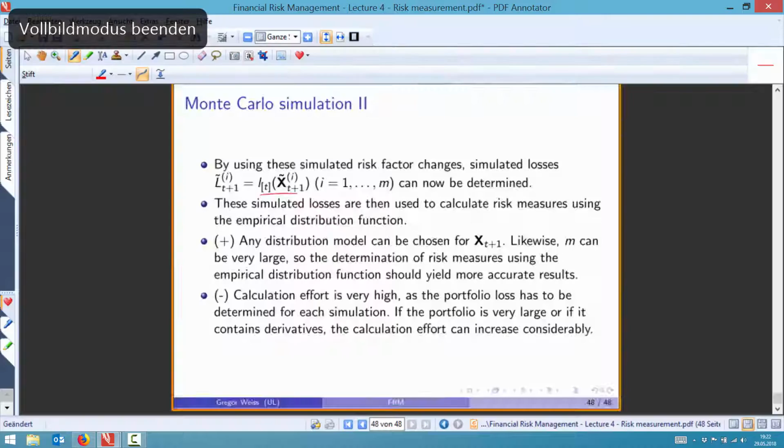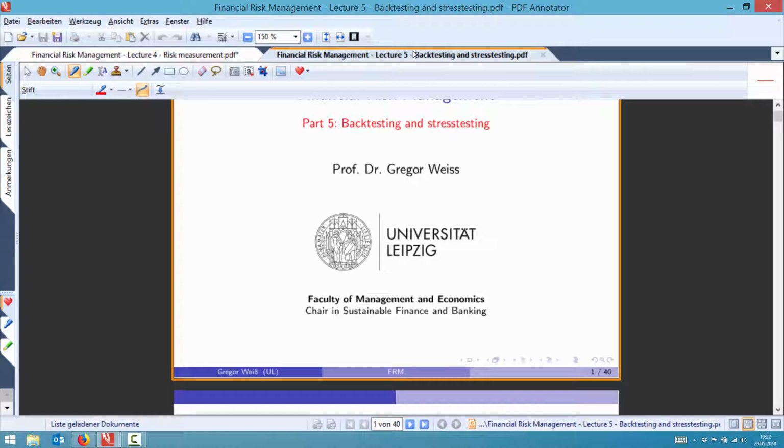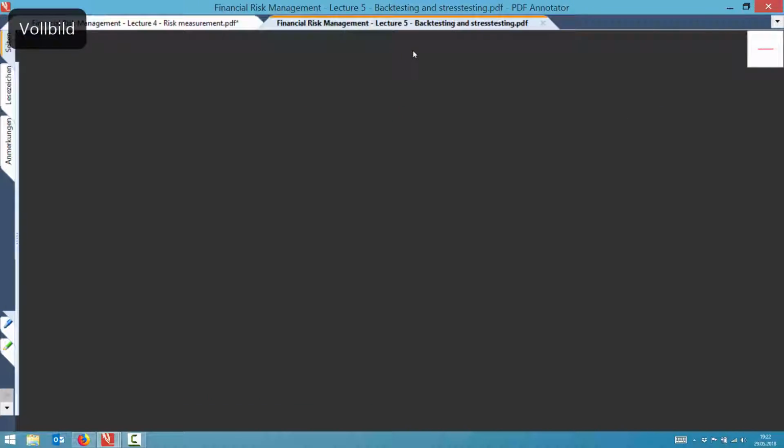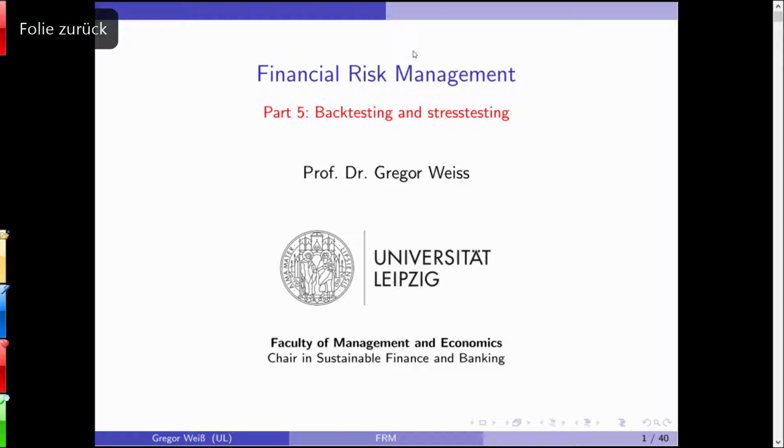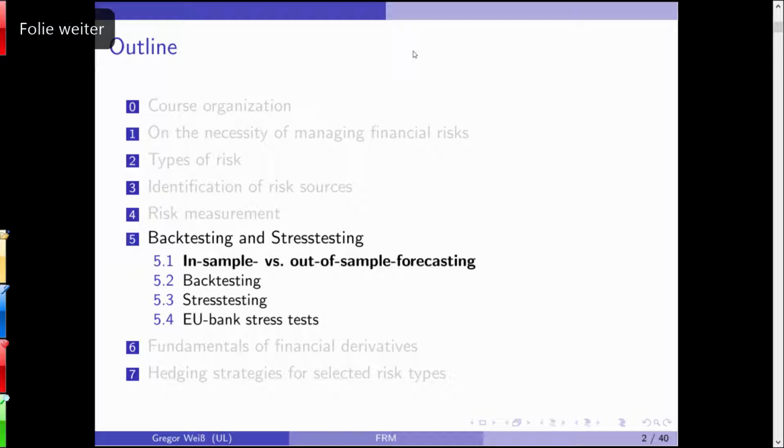Okay. Now, if you don't have any questions concerning those standard methods of calculating VaR, let's turn to backtesting and stress testing, which is next in our program. We've talked a little bit about backtesting, and I want to at least tell you the very basics of backtesting, because this is the last step of measuring risk. You need to make sure that your risk estimates are accurate and that they actually measure risk.